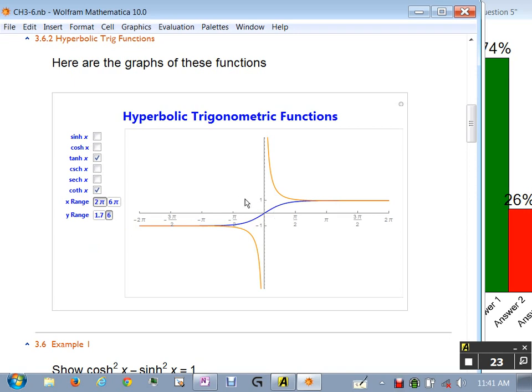You don't need to know all these graphs. You don't have to have them memorized. I just wanted to show you what their behaviors are like because they don't look anything like our normal sine, cosine functions do.